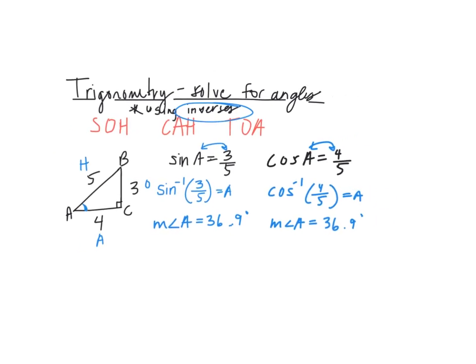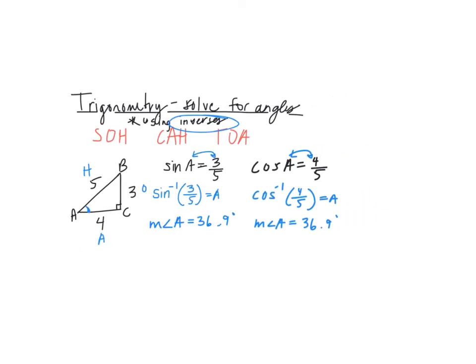And you could also use tangent. So last one, tangent of A is opposite over adjacent, 3/4. Okay, flip that around. If you want to use the inverse, you're going to put in the ratio and output an angle. Tangent inverse of 3/4 is A. In your calculator, check that. Oh my goodness, you get the same thing.